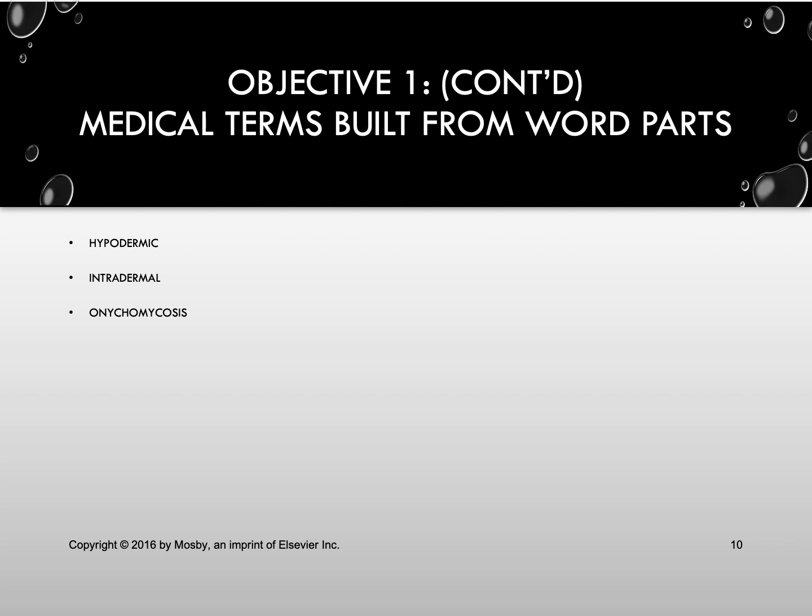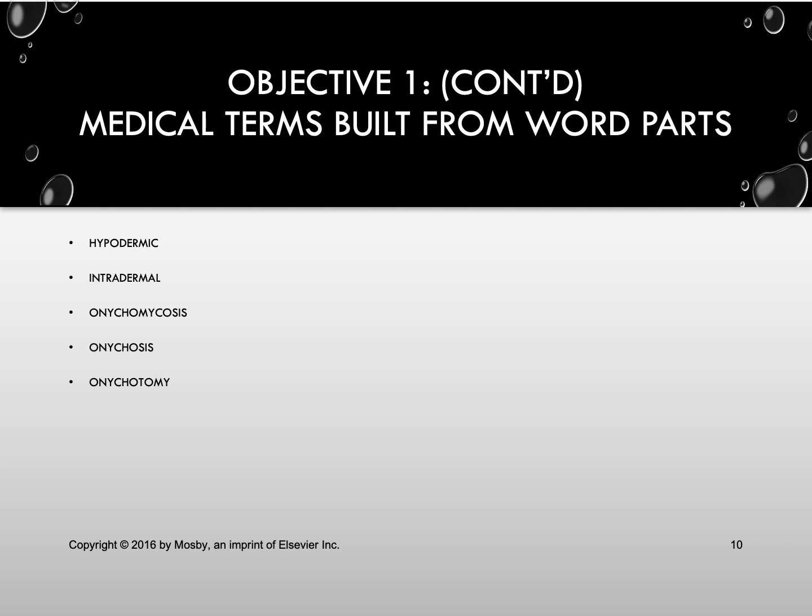Onychomycosis. Remember we said onycho means nail and myco means fungus and osis is a condition of or abnormal condition of. So here we have abnormal condition of fungus in the nail. Onychosis is simply an abnormal condition of the nail. Maybe it's fungus, maybe it's something else.